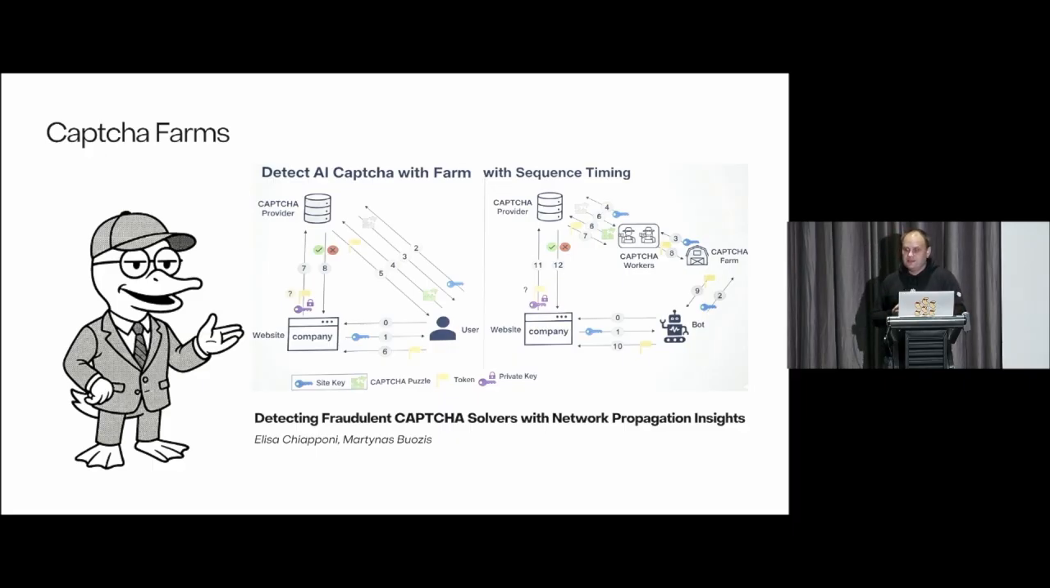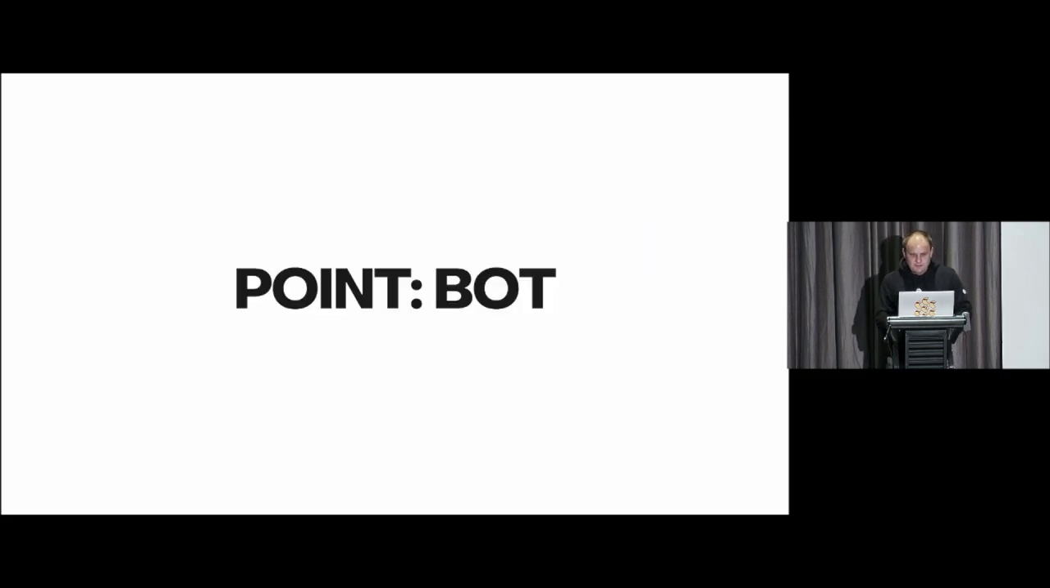They analyze the timing patterns when you implement CAPTCHA solving. So when you integrate the CAPTCHA farms, you send the CAPTCHA to the service, you wait for processing, receive the solution, and post it back to the website. And if you carefully analyze the timing of the sequences, you can detect if you're using a CAPTCHA farm or not. So for this round, I think the point goes to the bot.